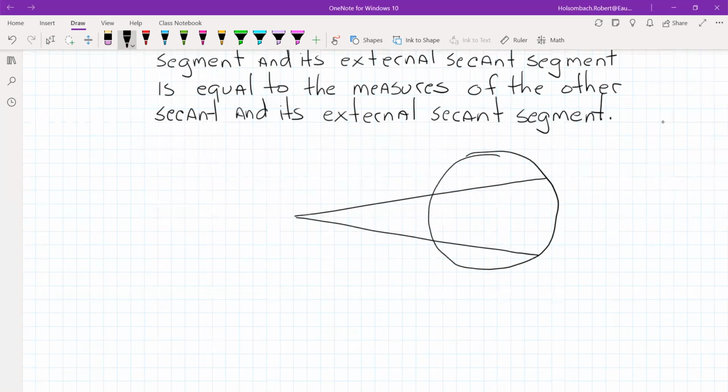two secants, they intersect outside the circle at point A. They hit the circle at points B and D, and points C and E. Here's what the theorem says: AC times AB is equal to AE times AD.